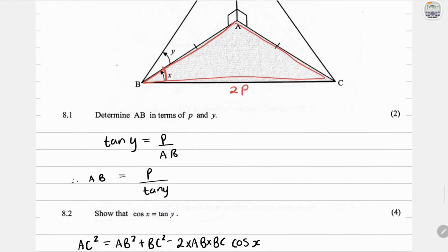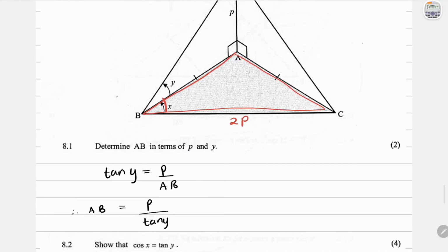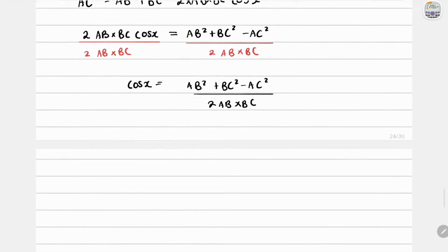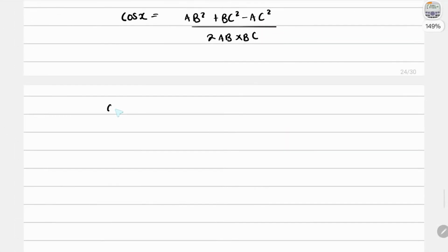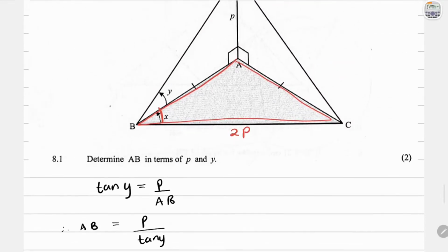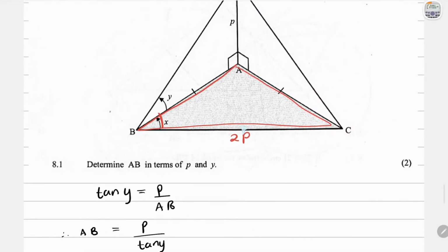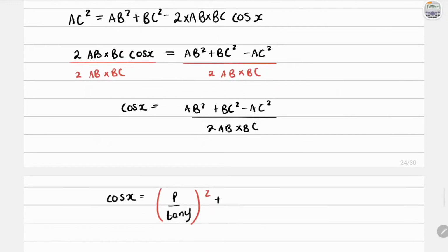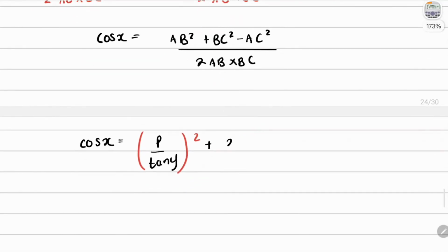Okay, so AB, what is AB? We found that to be P over tan y. So in place of that, we say cos x equals P over tan y, but remember, AB is squared, so squared. Then we have plus BC squared. And you see that BC, we already named it. It's 2P. We know that already. So we'll say 2P all squared as well.